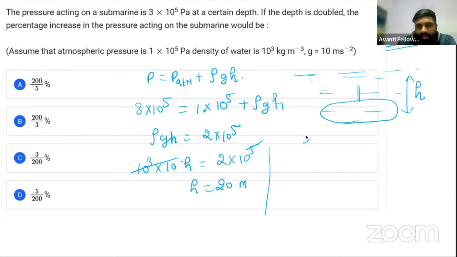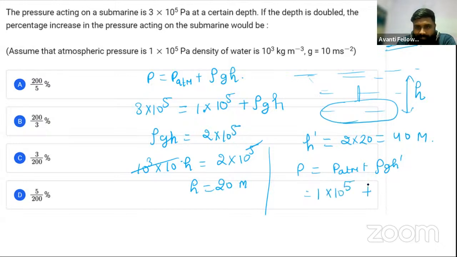Now it is very simple. Height h dash is doubled. So it will become 2 into 20, which is 40 meter. Now the submarine is at 40 meter down. So what is the pressure at that? So P atmospheric plus rho g h dash. So it is 1 into 10 raised to the power 5 plus 10 raised to the power 3 into 10 into 40. So this will become 4 into 10 raised to the power 5 plus 1, which becomes 5 into 10 raised to the power 5 Pascal. This is the new pressure.